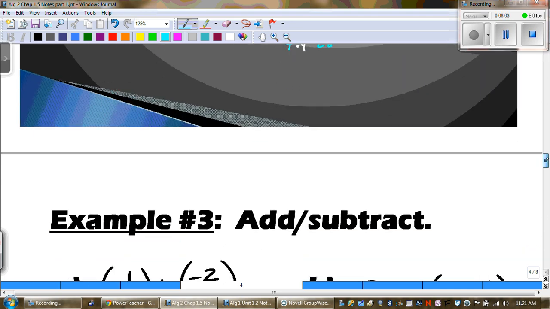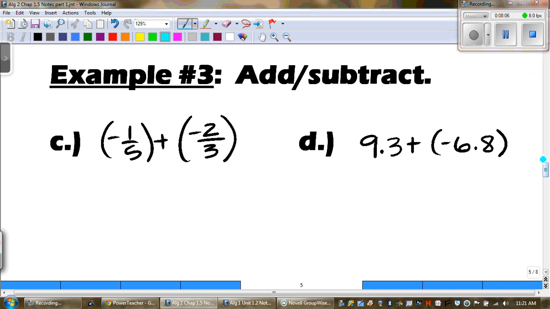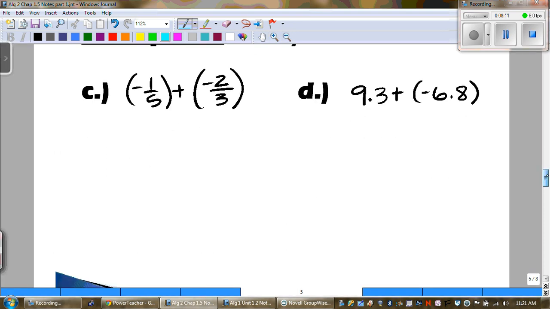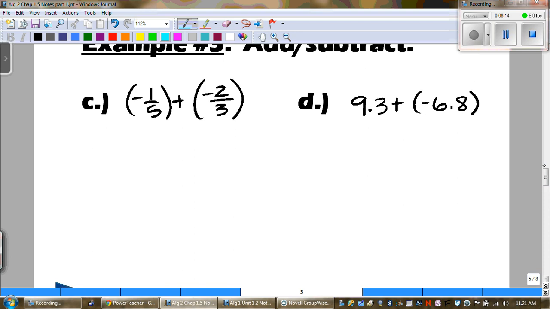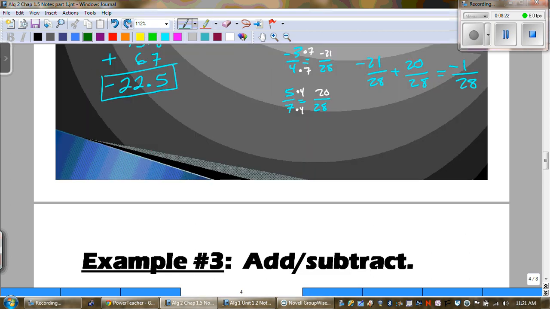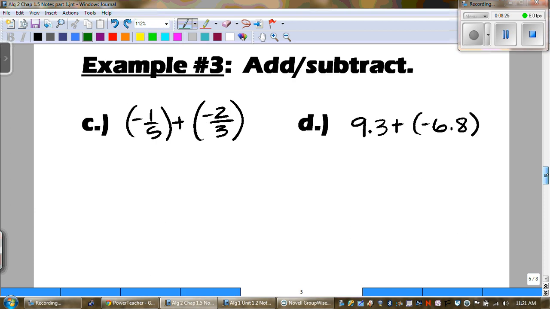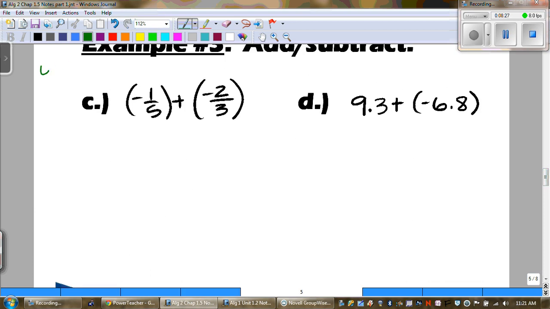All right, let's slide on down. Example number 3 says add or subtract. So, looking at these, the first thing I notice once again is we do not have an LCD. So I need an LCD of 5 and 3. 5, 10, 15, 20, 3, 6, 9, 12, 15. Oh, look at 15.